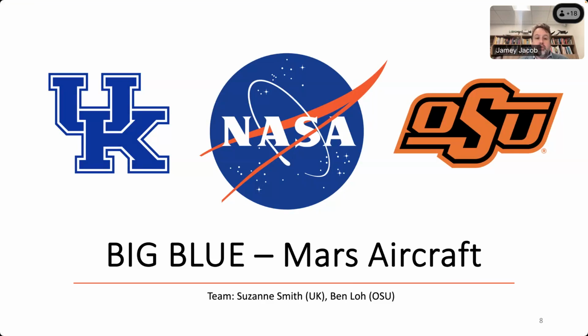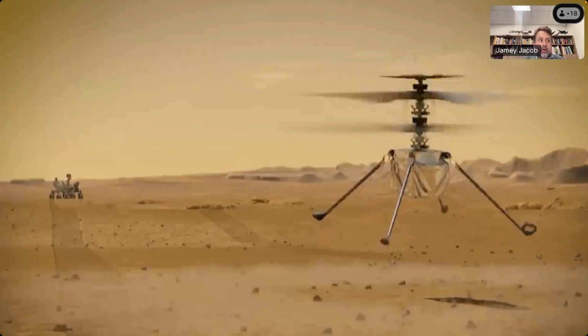So the first one is non-balloon, but it is an inflatable. This was a project we did with the University of Kentucky. Professors Suzanne Smith and Sean Bailey are both part of the NEBT team doing their observations in Kentucky, I believe, this year. Now, of course, Mars aircraft. Hopefully, we're all familiar with Ingenuity, right? Very amazing feat of engineering, right? Very expensive, but it was able to achieve the first controlled flight on another planet, right?